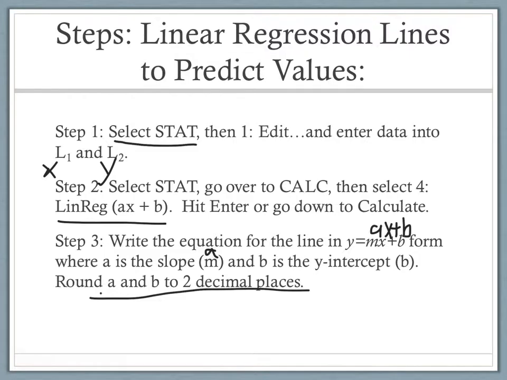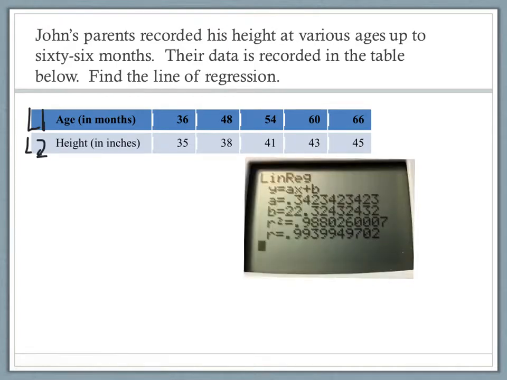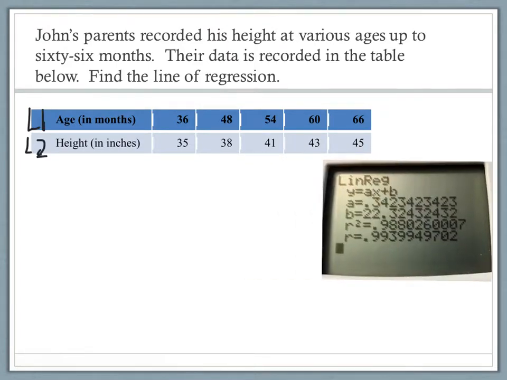All right, let's take a look at an example. John's parents recorded his height at various ages up to 66 months. Their data is recorded in the table below. Find the line of regression. So I'm going to go ahead and put these in. Remember, this is your L1, this is your L2. So go ahead and put that in your calculator. All right, this is what it should look like once you put it in the calculator and do stat, lin reg. Yesterday we dealt with the R values. We're not going to deal with that today. We're just going to look at this part right here.